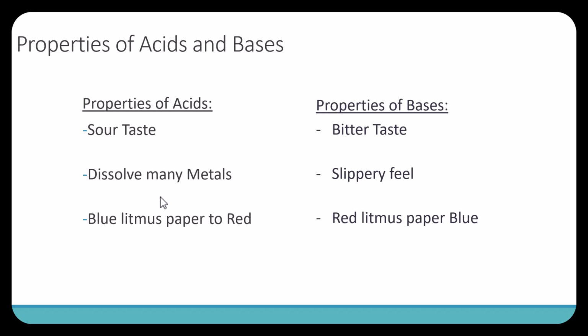And then bases quite often are denoted with the color blue. So it's the same thing, back to the litmus test. If you dip blue litmus paper into a base, it stays blue. If you dip a red piece of litmus paper into a base, it will turn that paper blue. So they're usually denoted with the color blue.